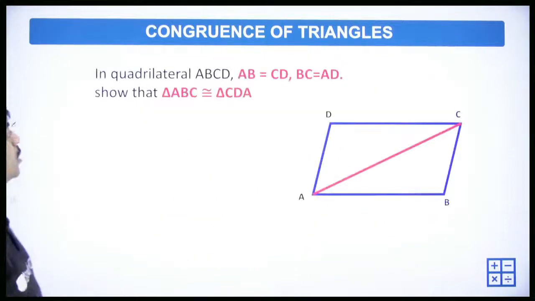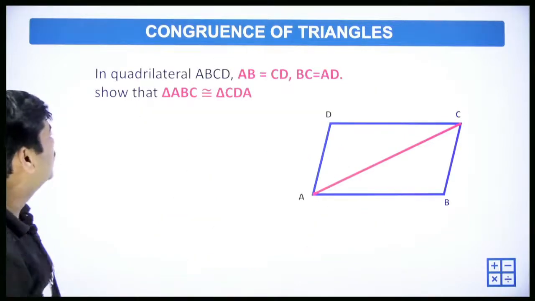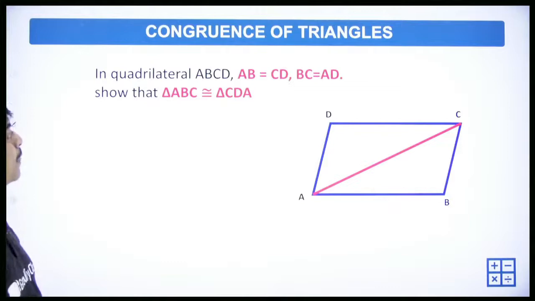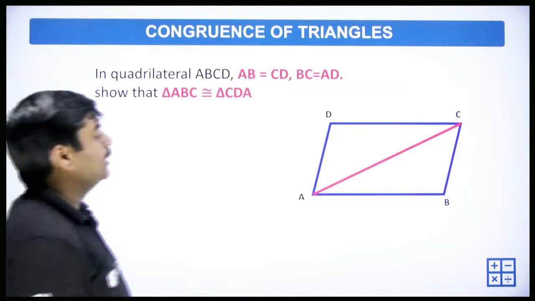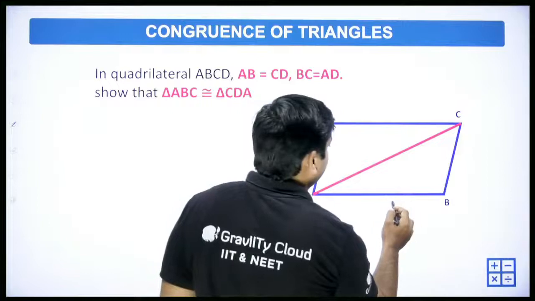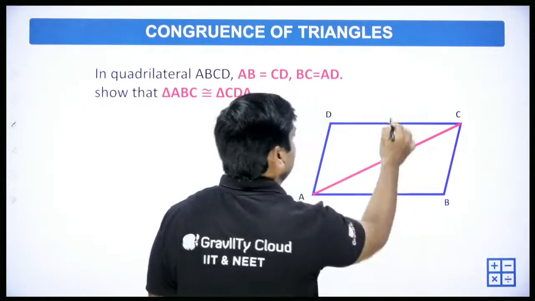Moving ahead. So we have a question here. Let's try to understand that. In a quadrilateral ABCD, AB is equal to CD. So this and this are equal.